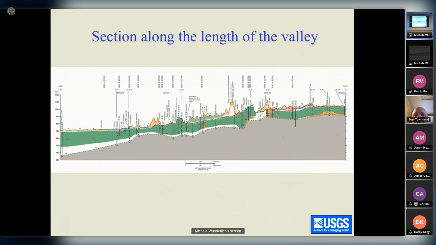The Tully Valley is the same thing. Lots of silt and clay and some very highly pressurized confined aquifers.